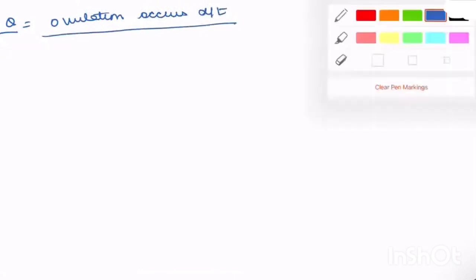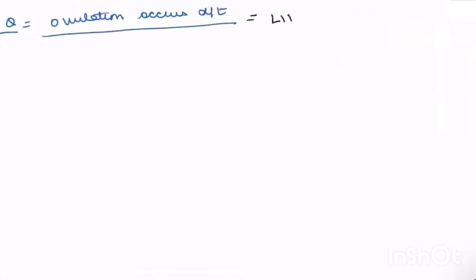Next question. Ovulation occurs due to which hormone? Ovulation occurs due to LH surge. ये सबके लिए question है, and this is a very, very important question. Ovulation occurs due to LH surge.